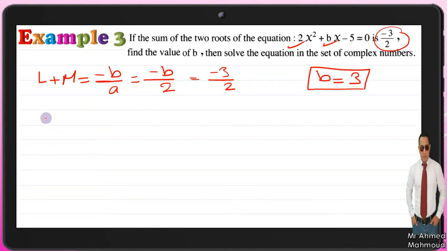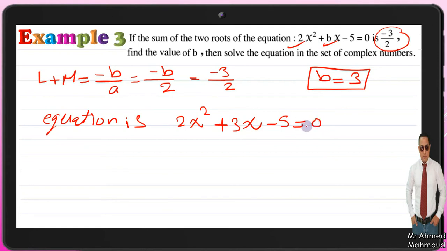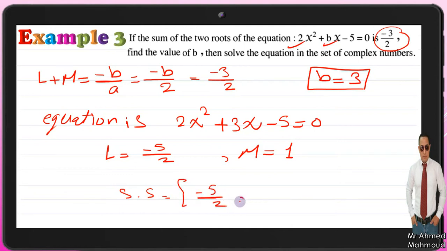Okay, so the equation is 2x power of 2 plus 3x minus 5 equals 0. Now by using the formula, or by using the factorization, or by using the calculator, I'm going to find L, or x1, equals negative 5 over 2 and M equals 1. So the solution set equals negative 5 over 2 and 1.